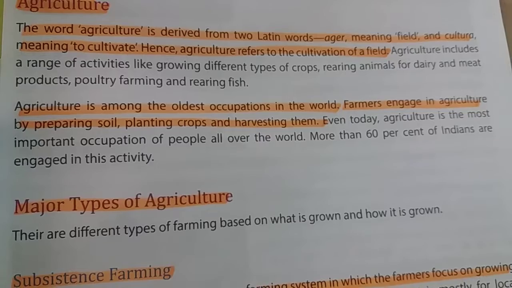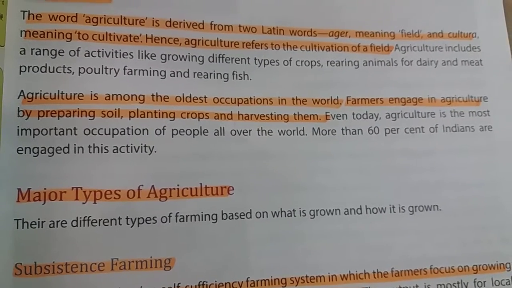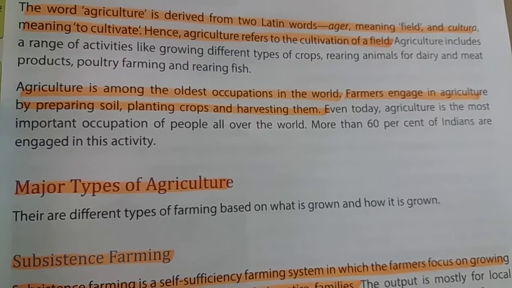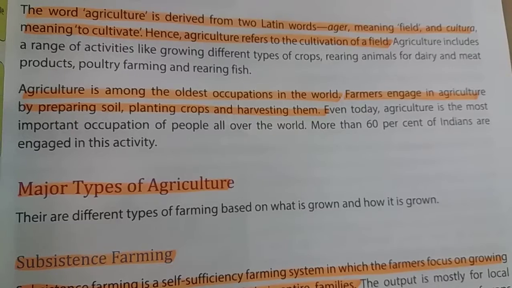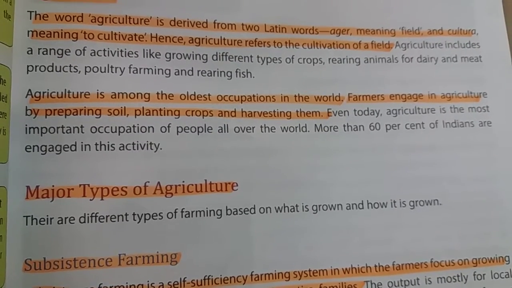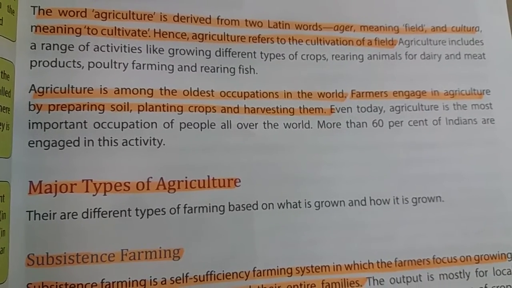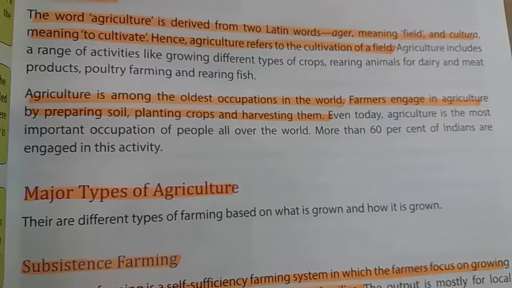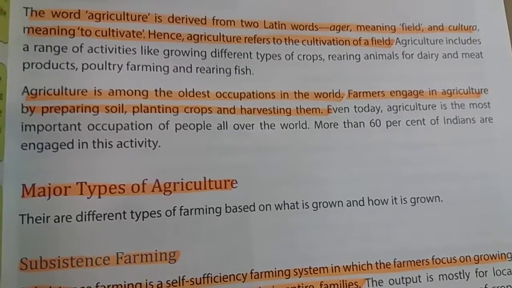Agriculture is among the oldest occupations in the world. Farmers engage in agriculture by preparing soil, planting crops, and harvesting them. So agriculture is one of the oldest occupations in the world, and farmers are engaged in agriculture, preparing the soils, planting crops, and harvesting them.